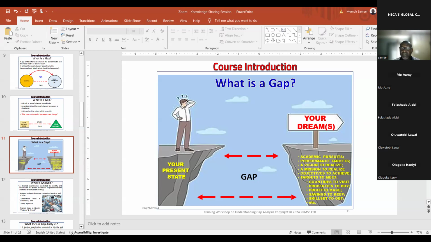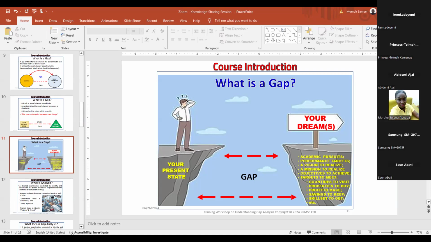Then we also look at, probably I brought up the example of countries to visit, for example, for someone who might have the intention or the plan to say, look, I'm here in Nigeria, but in the next 2, 3 months, I want to be in Canada, I want to be in the US, I want to be in Australia. That's also a plan, a goal. So like I said, we'll be looking at them, balancing the equation from the individual perspective and also from the corporate angle. Then your dreams also could be properties you intend to buy, profits you want to make, savings you intend to keep, skills you intend to acquire, and the list goes on and on.